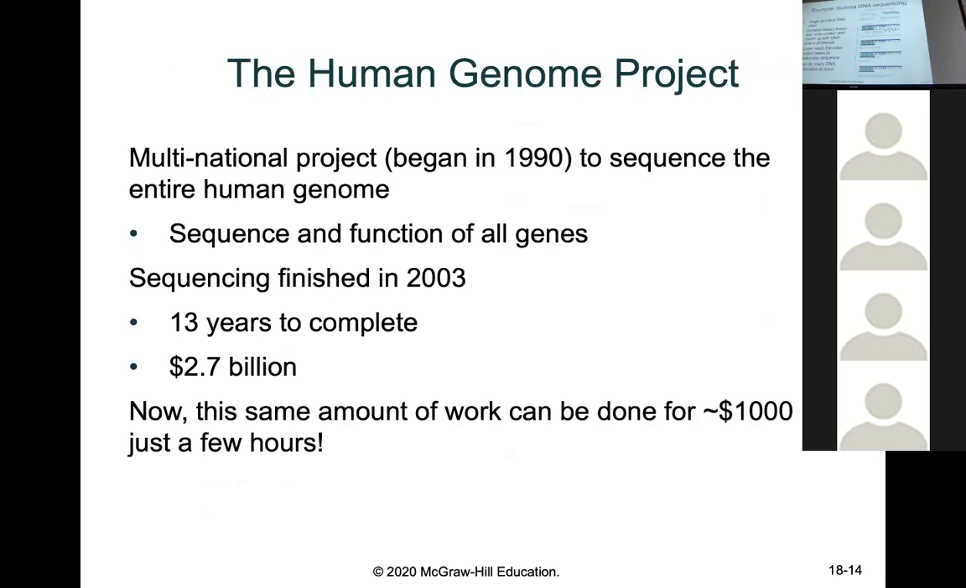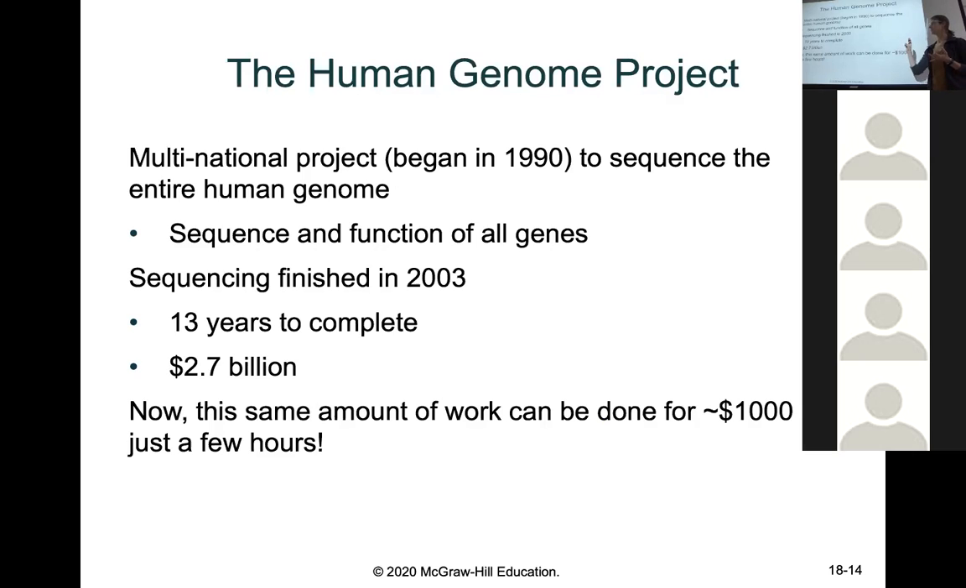And the Human Genome Project. This is one of the applications of genomics. In 1990, scientists around the world started a project called the Human Genome Project, where they wanted to sequence the entire human genome. So look at all of the base pairs, all of the genes in the human genome, which wasn't known prior to 1990. And they wanted to know the function of all the genes too. That's kind of still ongoing.